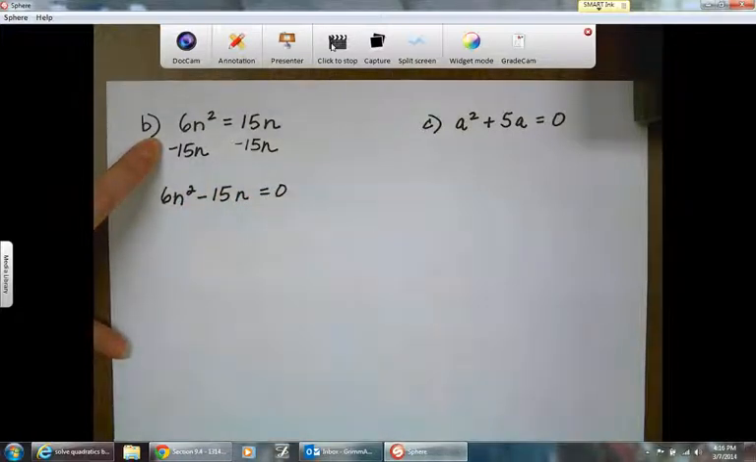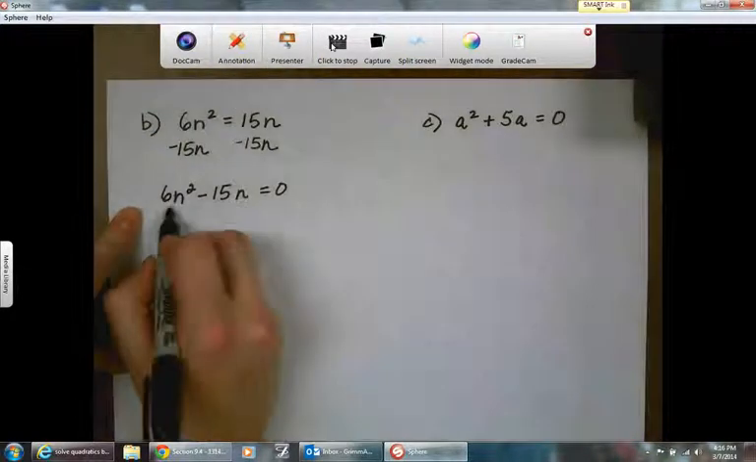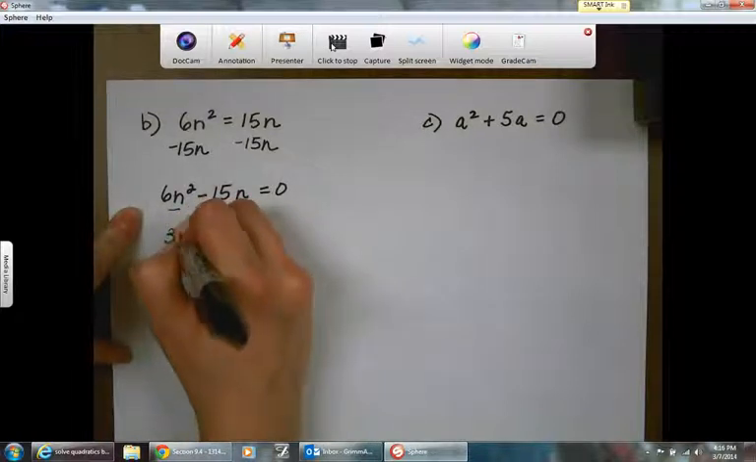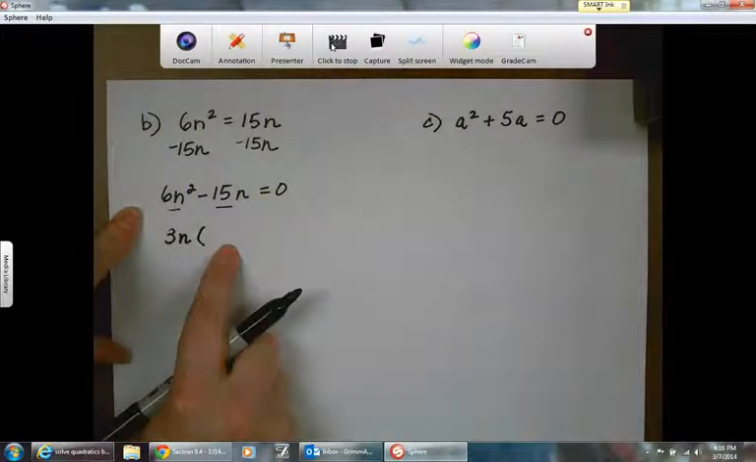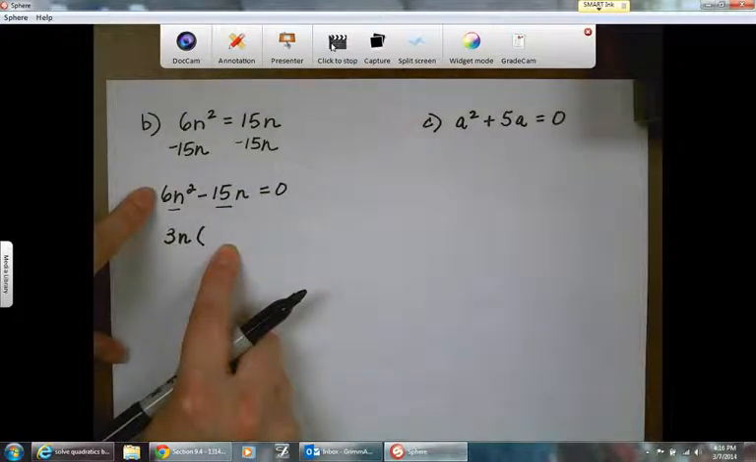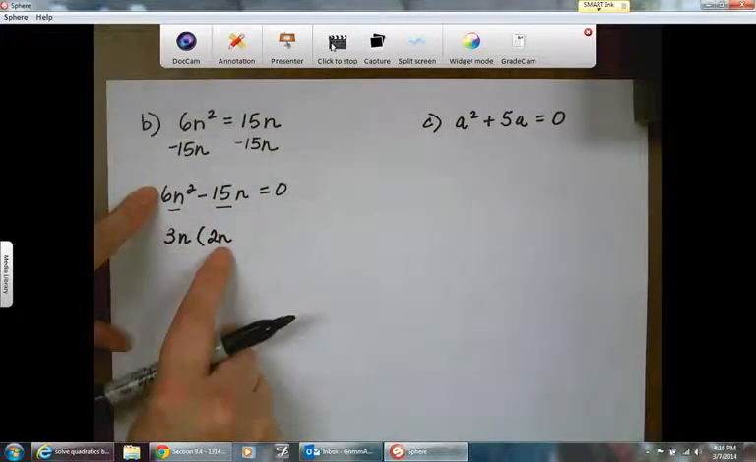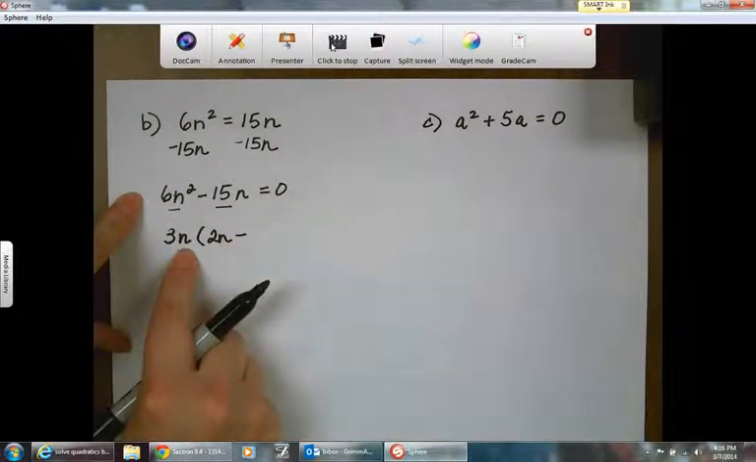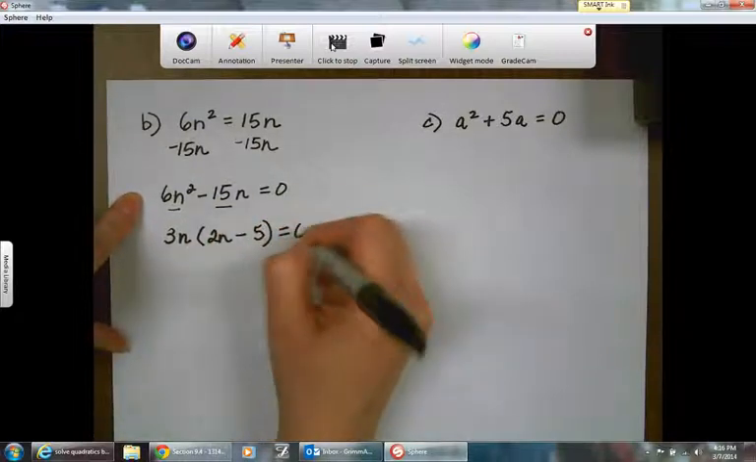Now, once it equals 0, I can go ahead and factor out the greatest common factor of these two pieces, which on this one is going to be 3n. And again, think of it like reverse distributive property. So 3n times blank is going to give you 6n squared. So to do that, you're going to have 2n, because 3 times 2 is 6, and n times n is n squared. Then I'm going to keep minus, and I'm going to say 3n times what gives me 15n? Well, that's going to be 5, and then it's going to equal 0.